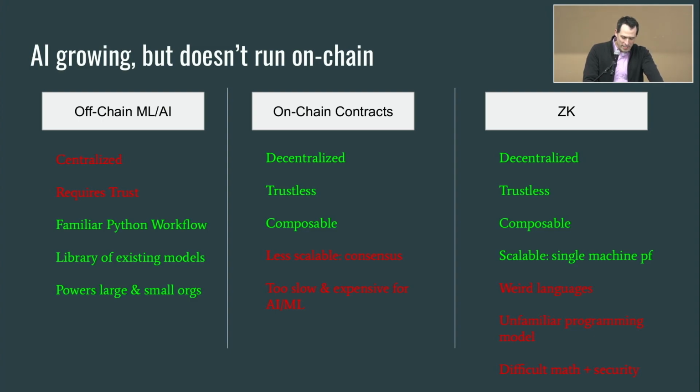And what does ZK bring to the equation? Well, it preserves decentralization, trustlessness, and composability, but it adds in scalability, right? So now one person can compute a proof on one machine, and everyone can believe that they did the correct thing. They did what they said they did. And that lets us have another level of composability, but we have some downsides. We have to learn a weird language. We have to think about programming circuits in some kind of unfamiliar model, and the math and the security is difficult.